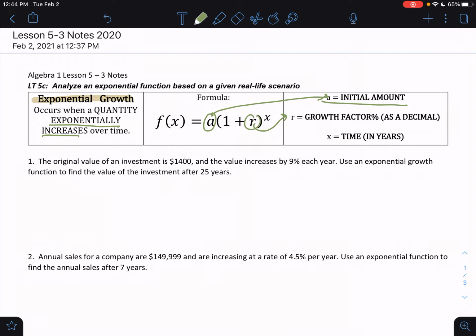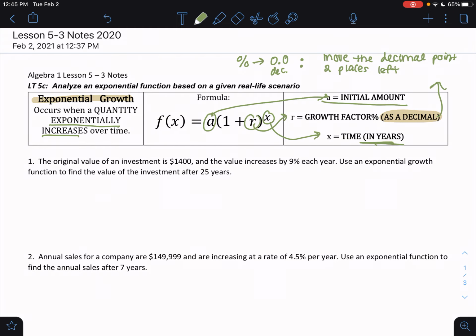They're going to give it to us as a percent, but it's important to remember that it has to be as a decimal when we use this formula. So I'm going to go over how to change a percent into a decimal really quick if you do not remember that. So you just want to move the decimal point 2 places to the left. And that is for changing a percent into a decimal. And then finally we have x, and that is our time, and that is in years.